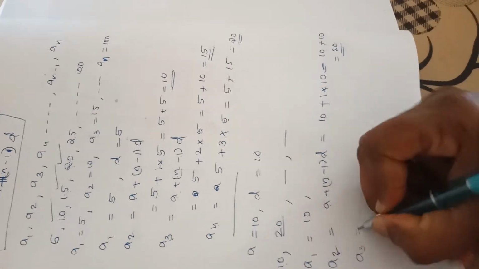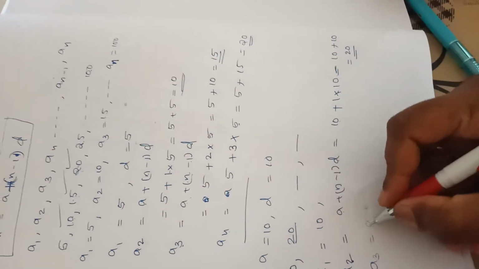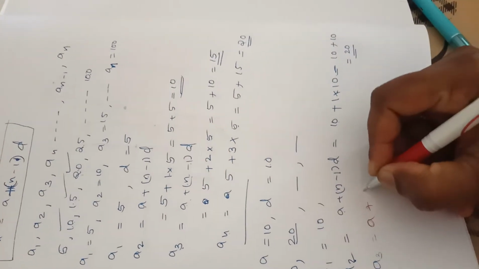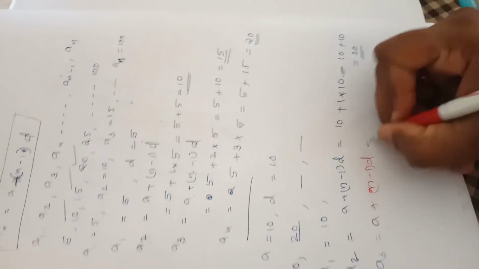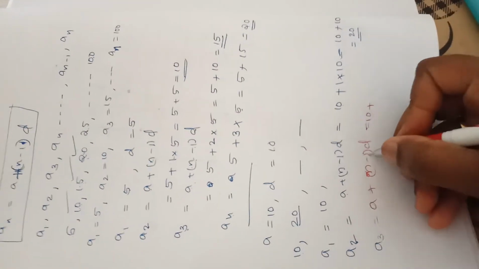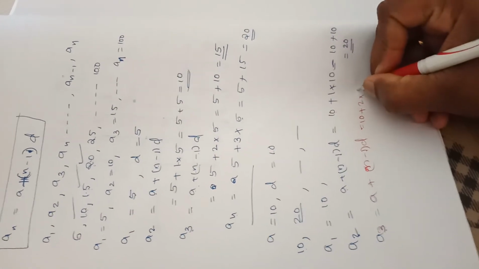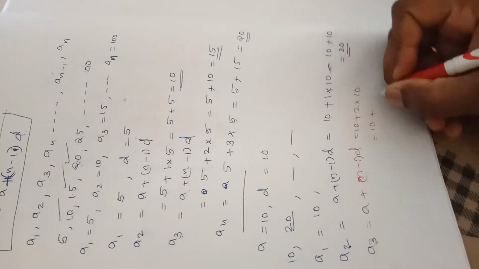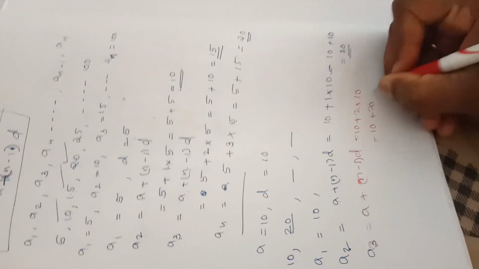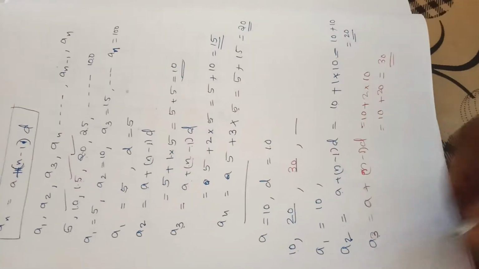Third term a3, a plus (n minus 1) into d. What is a? 10 plus (n minus 1), 3 minus 1, that is 2, into d is equal to 10 only. So we will get 10 plus 2 into 10, 20. 10 plus 20 is equal to 30. So you got 30.